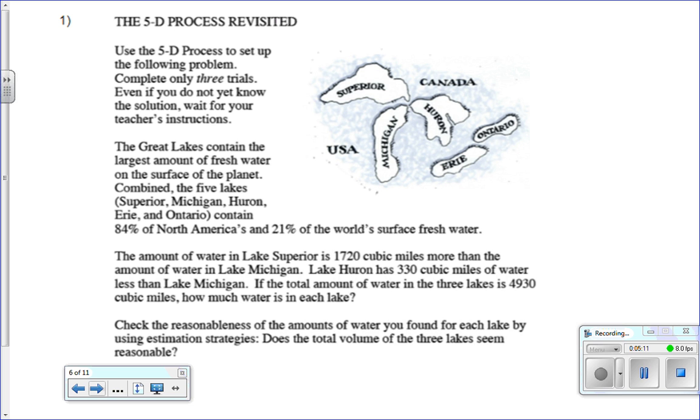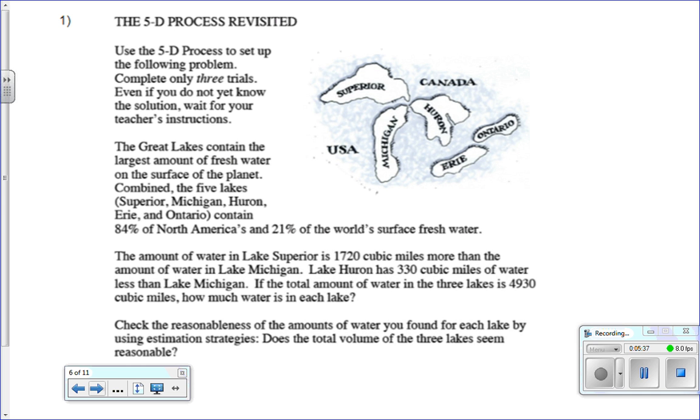The Great Lakes contain the largest amount of fresh water on the surface of the planet. Combined, the 5 lakes, Superior, Michigan, Huron, Erie, and Ontario, contain 84% of North America's and 21% of the world's surface fresh water. So then it goes on to tell us the amount of water in Lake Superior is 1,720 cubic miles more than the amount of water in Lake Michigan.